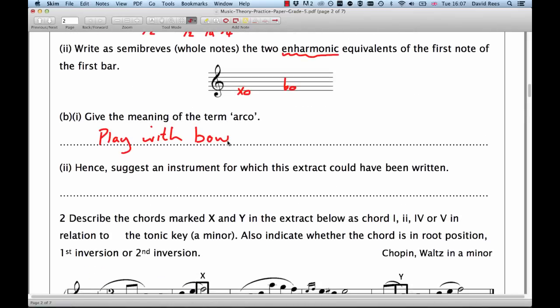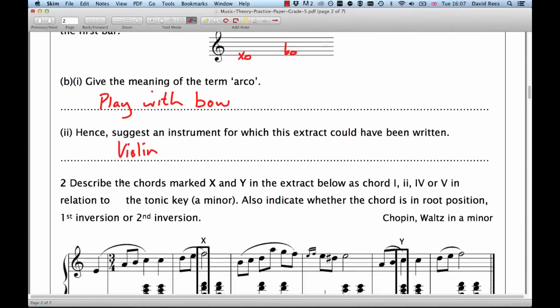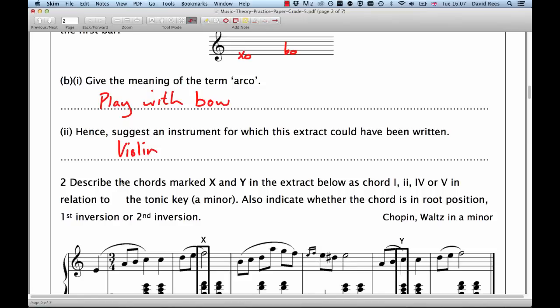Part 2, it says, suggest an instrument for which this extract could have been written. Well, if you know that first one, then this second one is pretty easy, because there's not many instruments that use bows. It's probably going to be a violin, I would say. You might get away with viola, and you might get away with cello, I suppose. But most likely, if it's treble clef, you see the thing's written in treble clef, so probably it's going to be a violin. And that takes us to the end of question 1. I will see you in question 2.